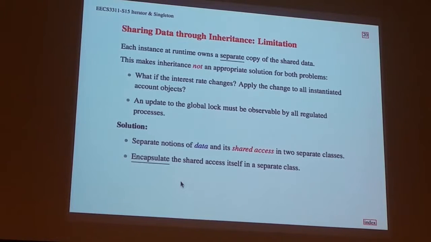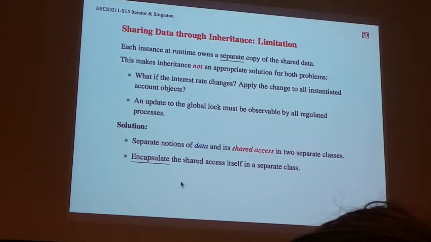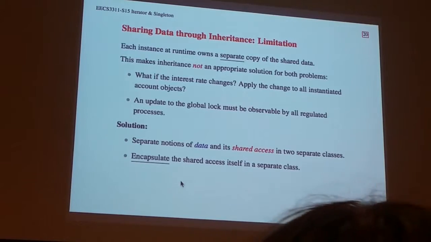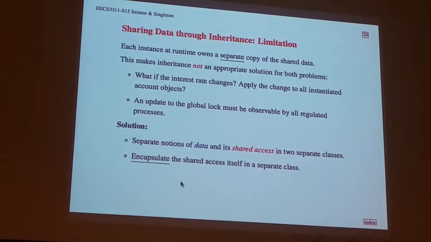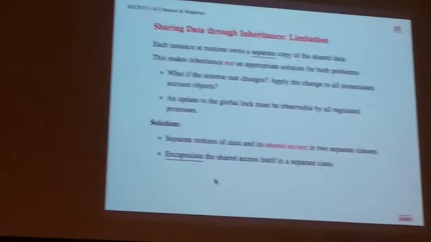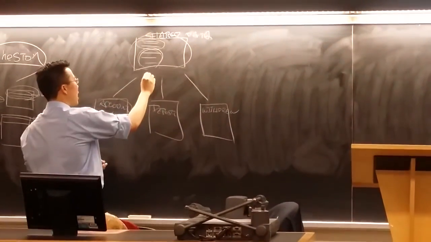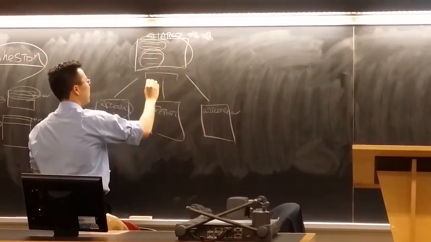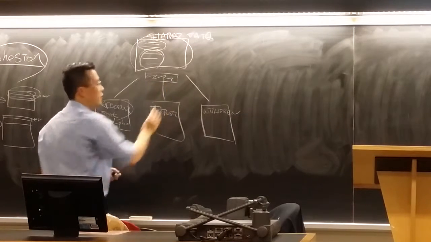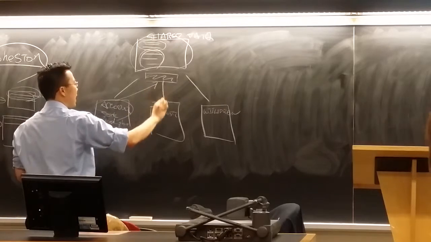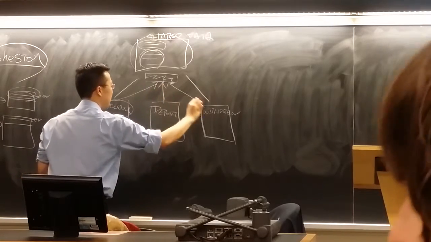So now we can try to encapsulate something else. What we're going to encapsulate is not the data, but the access to the data. How we actually access the data, that's something we want to encapsulate. We want to create some middle layer. So this is some encapsulation of the shared access. All the objects are going to get access to the data here only.